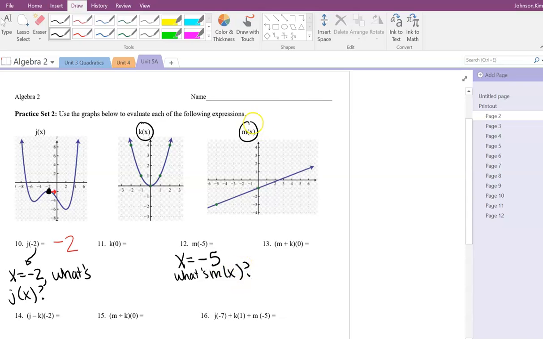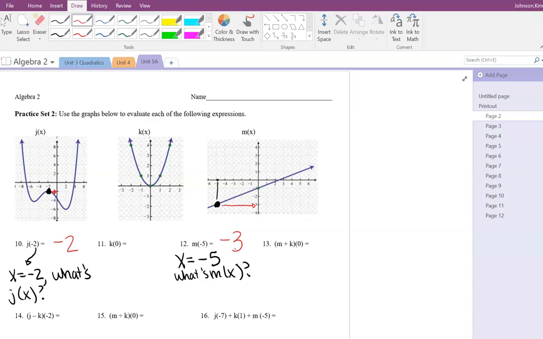Right, so I'm going to go on the m function, m of x function. I'm going to go to where x is -5. So here's where x is -5. I want to scroll down. Here's the actual place where I meet the graph, right? Okay, and so the question is, what is the y coordinate of this point? Well, if I go over, the y coordinate of this point is -3. So m of -5 is -3.